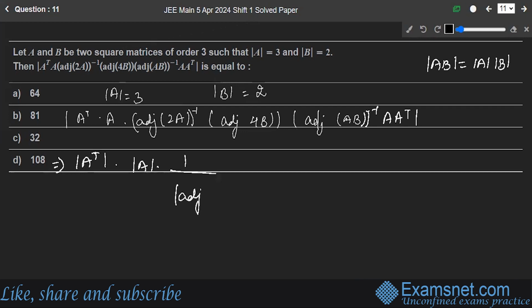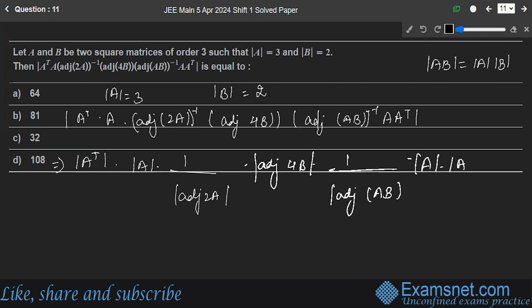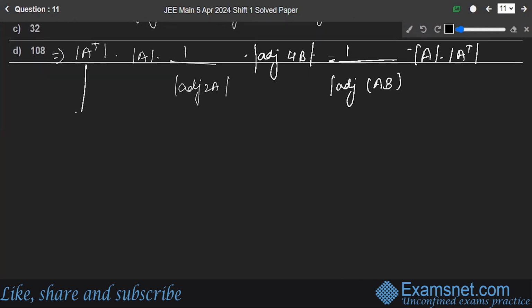This can be written as 1 upon determinant of adjoint of A. This is multiplied by adjoint of 4B into 1 upon determinant of this, 1 upon determinant of AB into A's determinant into A transpose determinant. Okay, what is the determinant of A? It is 3. So if A's determinant is equal to 3, then A's transpose will also have the determinant as 3. So this gives me 3 multiply, this gives me 3 again, and 1 upon adjoint of 2A.